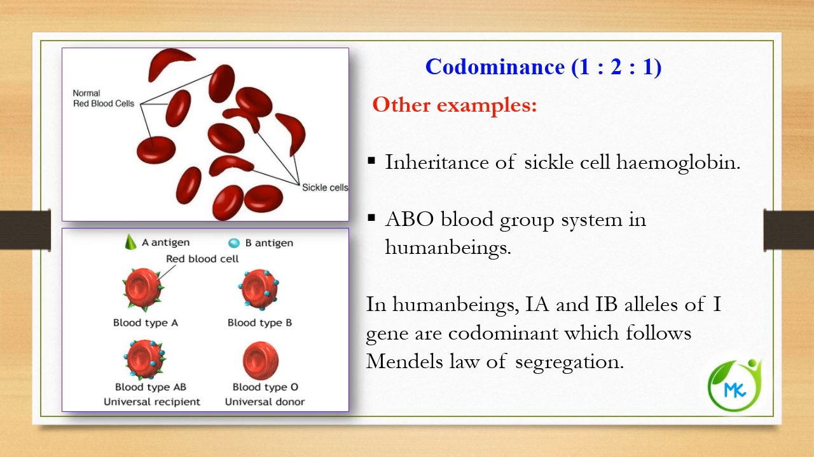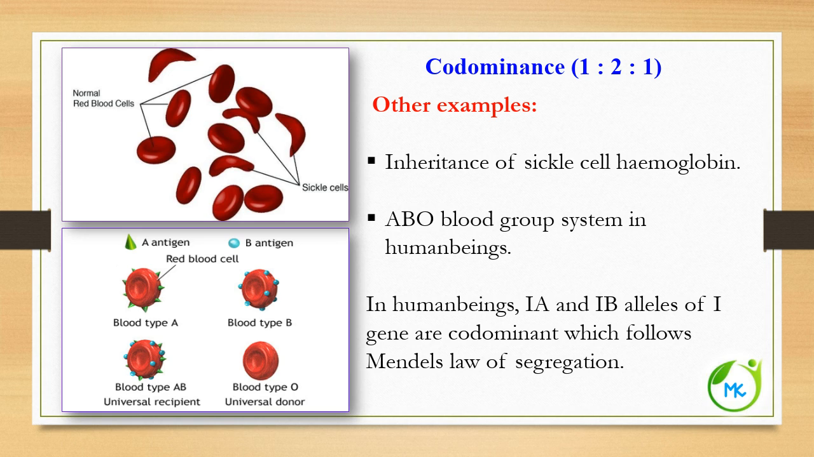inheritance of sickle cell hemoglobin. So hemoglobin is nothing but a pigment which is found in red blood cell. So in case of normal blood cell, here you could see these are all the normal blood cells. Here you could see these are the sickle cells. So they will be having a different type of hemoglobin in case of sickle cell anemic patients. So the next example for codominance is, why is the sickle cell hemoglobin an example for codominance? Here you could see the inheritance of both the normal blood cells along with the sickle cells.